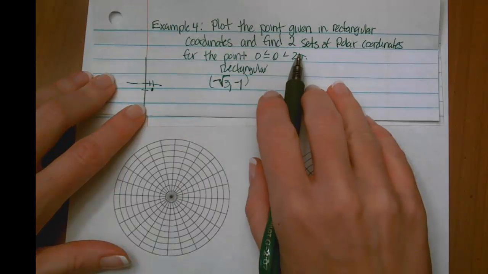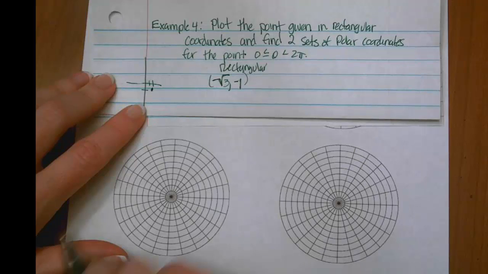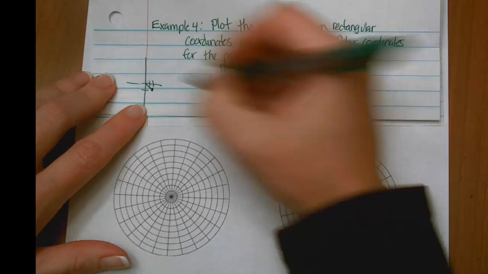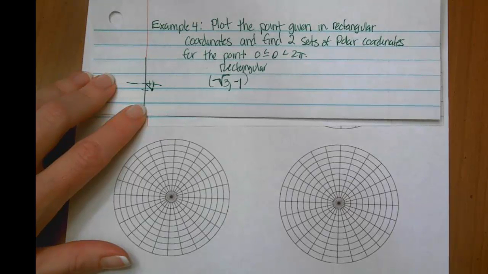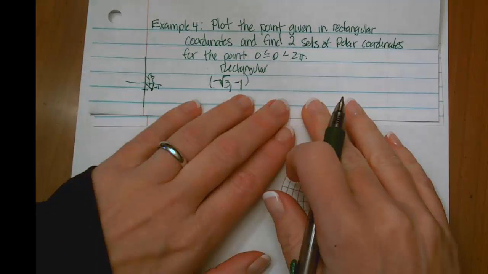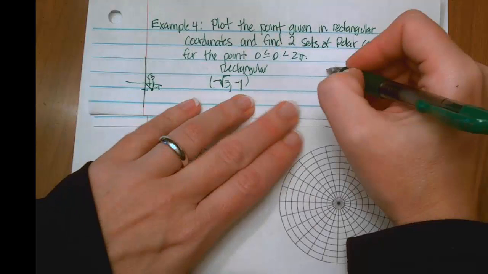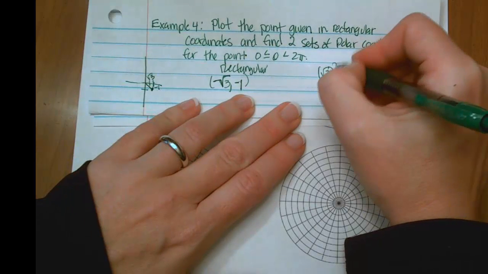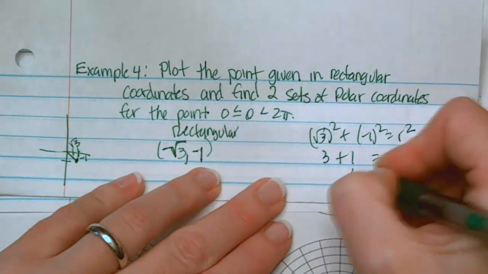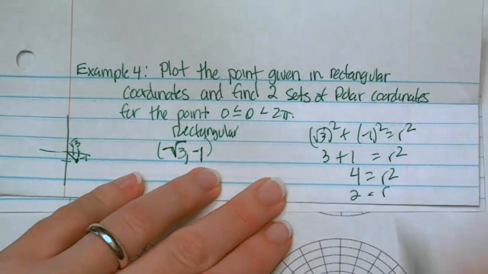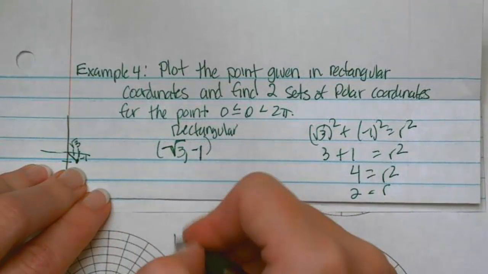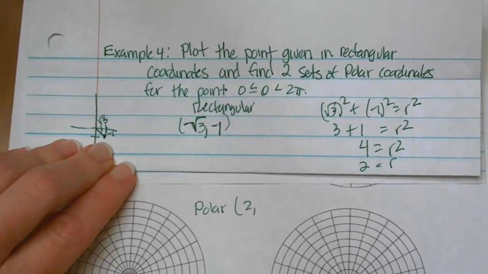And now we have to find 2 sets of polar coordinates for that point. In order to do that, if I drop a distance and then go up, I've created a right triangle where my x value is root 3 and my y value is -1. So if I do the Pythagorean theorem, I will figure out r. I can take root 3 squared plus -1 squared equals r squared, which is 3 plus 1, which is 4. Because we only deal with positive distances, my r is 2. So in rectangular, I have root 3, -1, but as a polar coordinate, I know that my radius is 2.